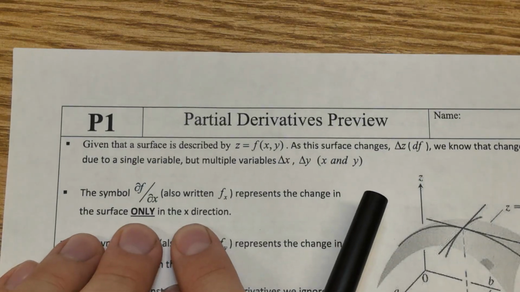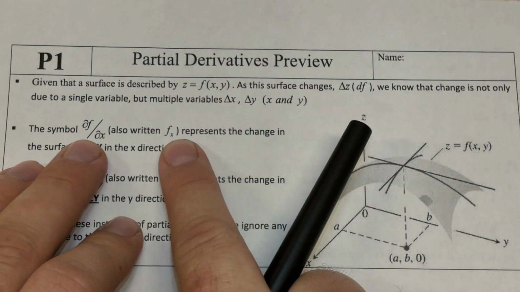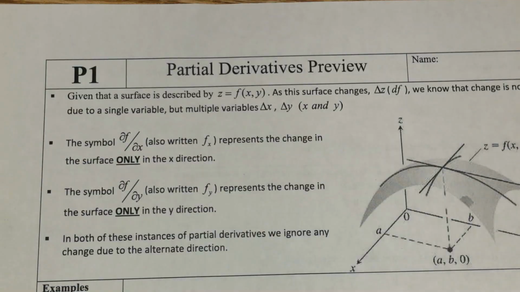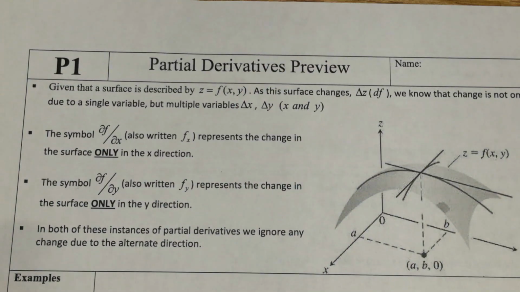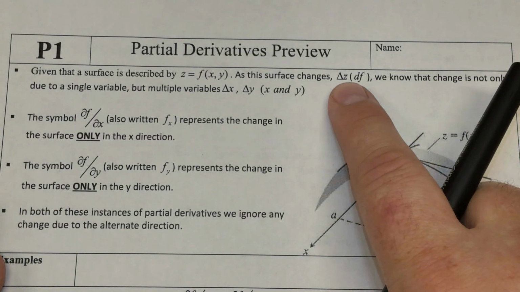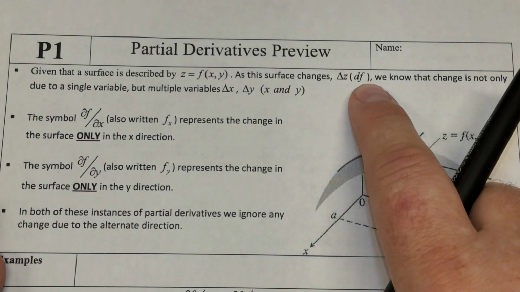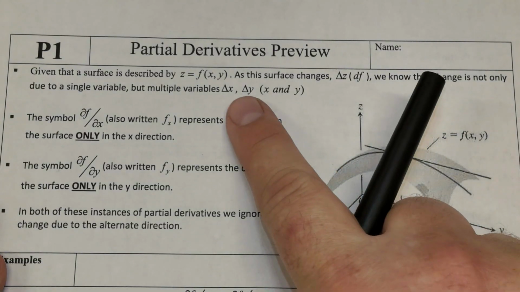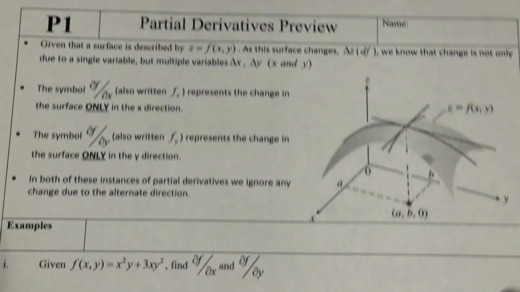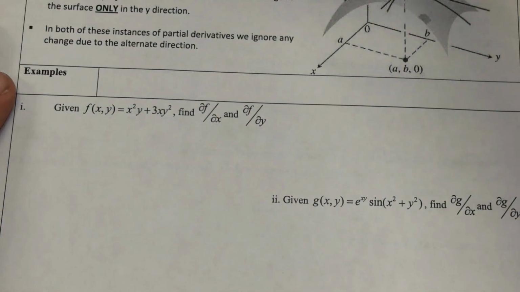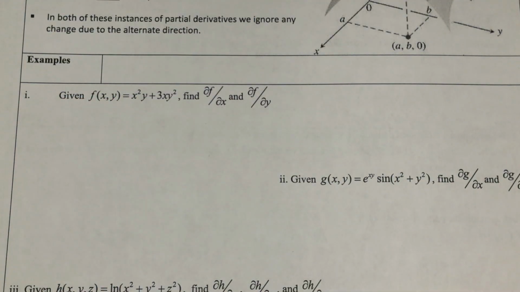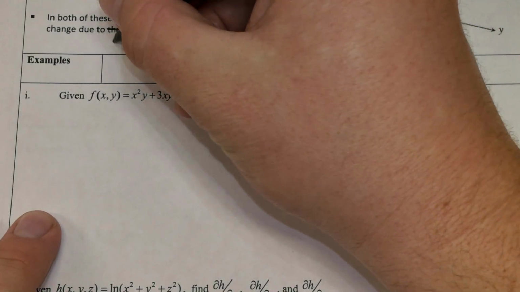And so that's what you'll see. We have some ways to write this, whether that's this partial, squiggly, backward 6 looking thing of the function with relation to x, and the function with relation to y. Again, like it says, we know changes in the surface, changes in the function, are not only due to a single variable, but multiple variables. So let's do some examples with this. And whenever we do these, we ignore changes due to any alternate direction, it should probably say.